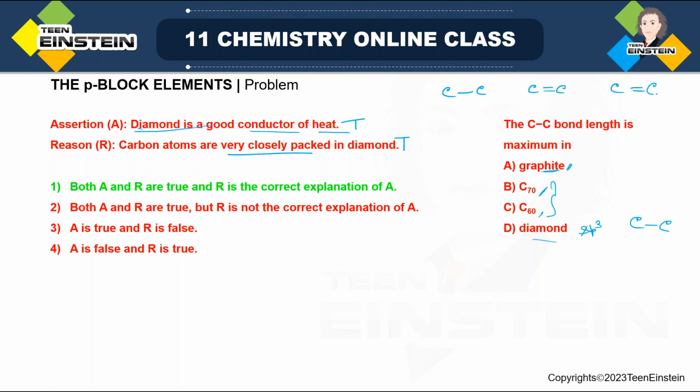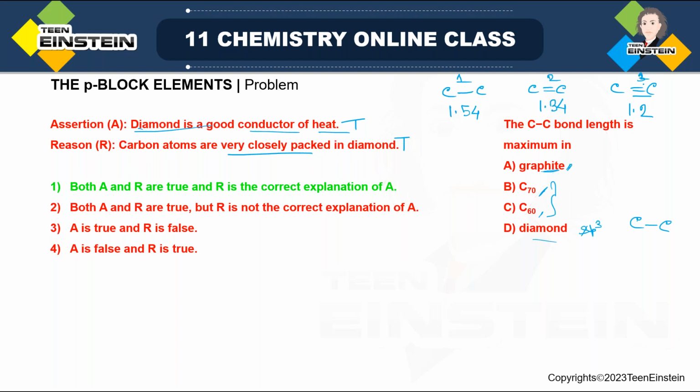So depending on what type of bonds are present. When it is a C-C single bond, it is basically 1.54 angstrom. When it is a C=C double bond, it is 1.34. And when it is a C≡C triple bond, it is 1.2. That means the single bond is maximum. As bond order increases, from 1 to 2 to 3, the length decreases.